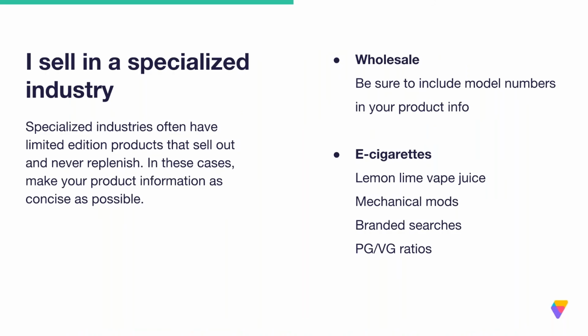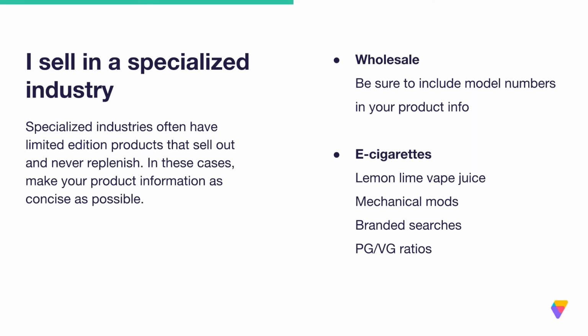So let's look at one last scenario of if you have a unique website and you sell in a specialized industry. Specialized industries often have limited edition products that sell out and never replenish. In these cases, you want to make your product information as concise as possible. So one example of this could be having a wholesale store. In this case, you're not trying to attract the same type of customer as other e-commerce stores. Wholesale customers usually know exactly what they want. In this case, you want to include your model numbers in the product information, since customers may search specifically for those.